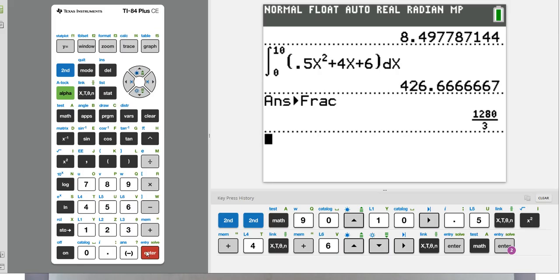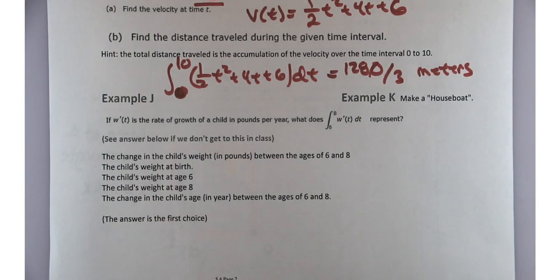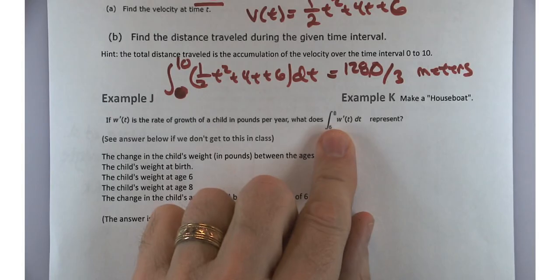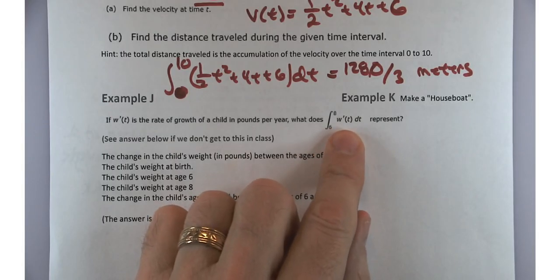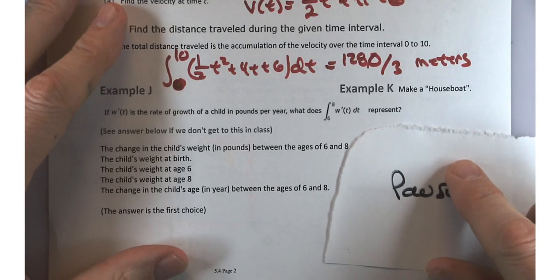Okay, two more. And none of them are really going to require too much calculation on our part. First one is example J. If W prime is the rate of growth of a child in pounds per year, what does the integral from 6 to 8 of W prime of t dt represent? So a lot of choices here. I'll let you stew on that for a moment. Talk to your neighbors, see what you think.